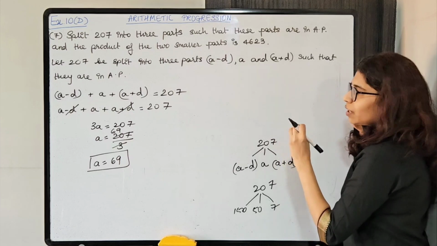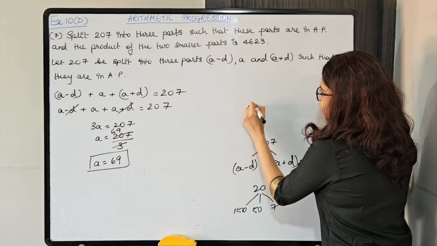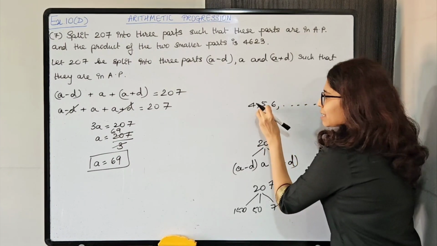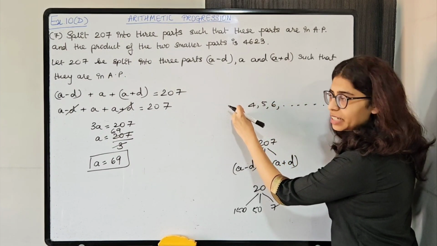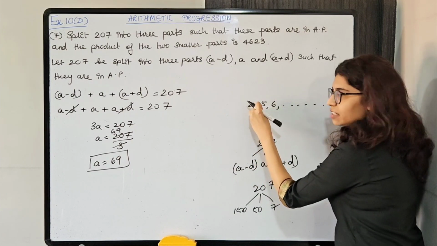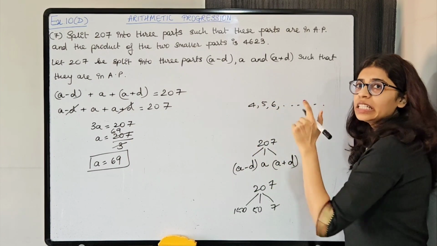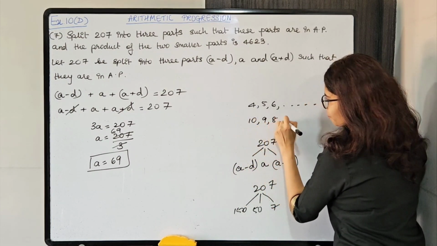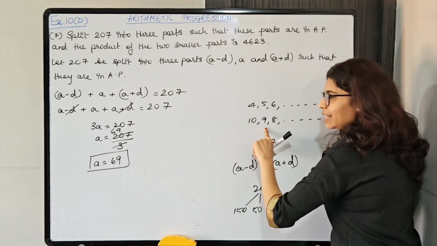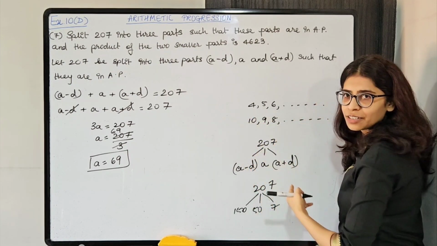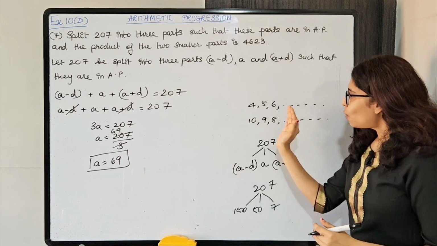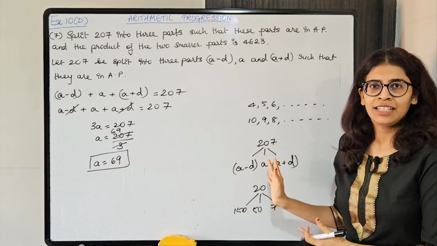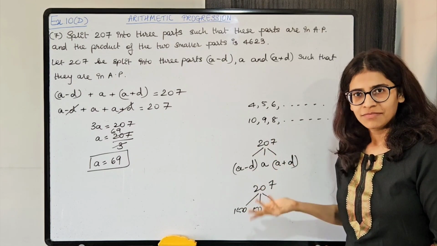Okay, so AP can be, let's say 4, 5, 6. Okay, this is increasing AP. Succeeding term is greater than the preceding term, right? 5 is greater than 4, 6 is greater than 5. So increase होते जा रहा है. Other is decreasing AP. So decreasing AP में it will be 10, 9, 8. Okay. So succeeding term is smaller than the preceding term. Okay. So ये increasing है, ये decreasing है. Do I know ये कैसा AP है, increasing है या decreasing है? I don't know. Right? I don't know.